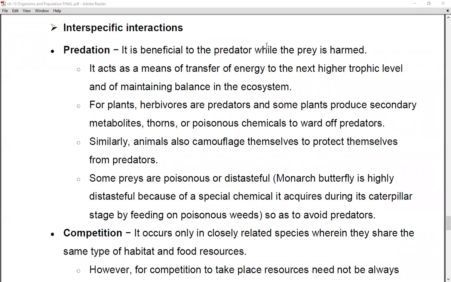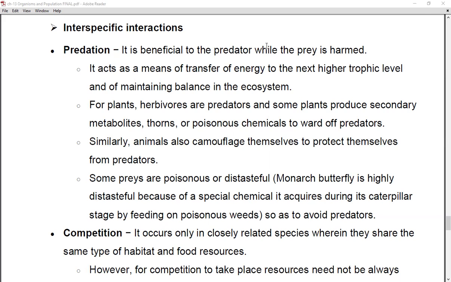The example of it is the monarch butterfly, which is highly distasteful because of a special chemical it acquires during its caterpillar stage by feeding on poisonous weeds. So the example is a monarch butterfly, and this monarch butterfly is highly distasteful. And why is it distasteful? Because when it is in the larval or caterpillar stage, it feeds on the poisonous weeds and acquires the special chemical, right?